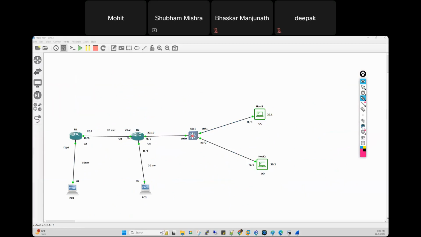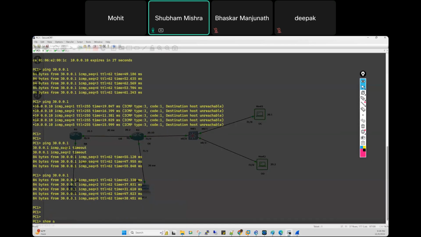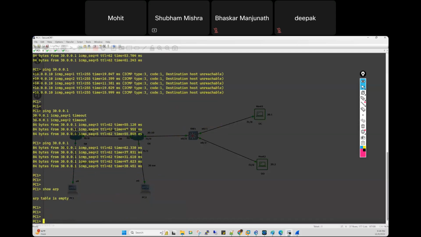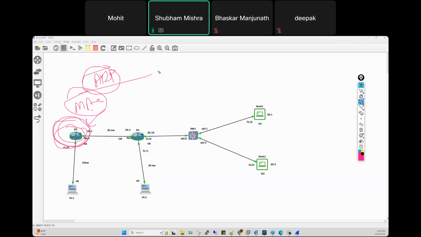Now, what is the problem? What is the problem, guys? Come to the PC. The ARP table is empty, there is no problem there. Now tell me, what is the problem exactly? The problem is on this router: for every IP address, you will get a MAC address entry in its ARP table. Yes or no? Tell me.